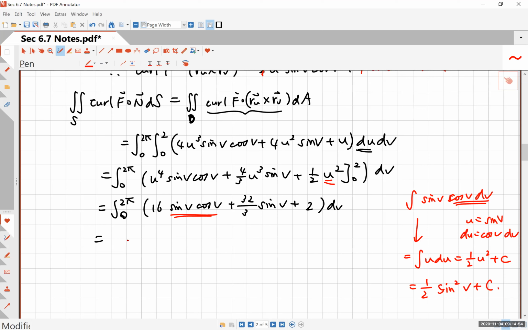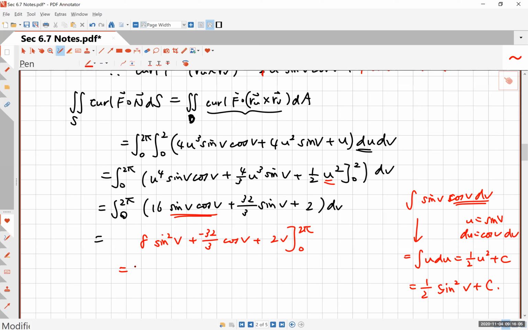And so at this point, I'm going to go ahead and do this. This is going to be 8 sine squared v plus 32 over 3 times, and then what's the antiderivative of sine? That's negative cosine of v, and then you have 2v. Now we go from 0 to 2 pi.